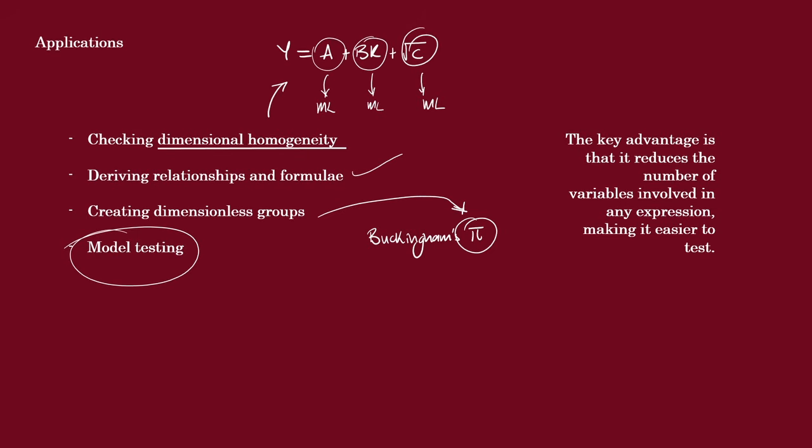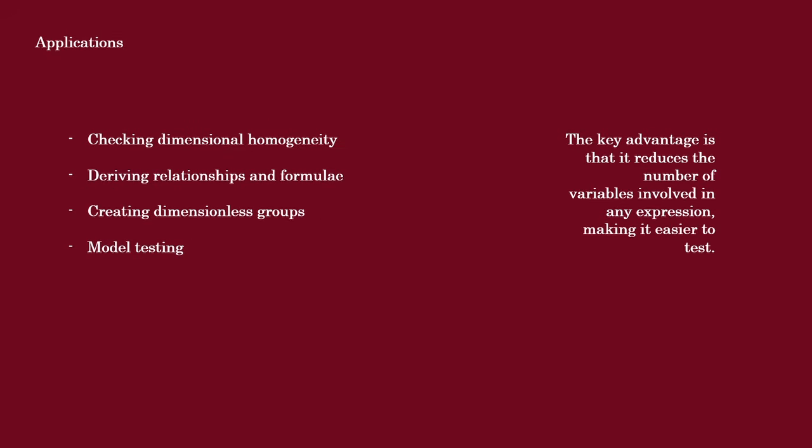To hold controls for experiments, dimensional analysis helps you reduce the number of independent variables you have to keep constant and you have to toggle so that experimentation is easier at the end of the day. Okay? The key advantage is that it reduces the number of variables involved in any expression, making it easier to test. So we covered this before.